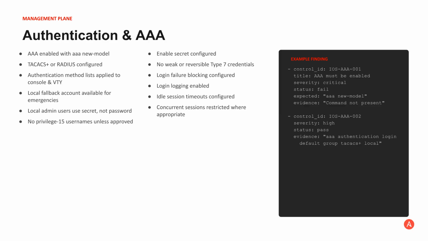For authentication, we verify that AAA is enabled and properly configured. Key checks include ensuring method lists are applied to console and VTY lines and verifying the presence of an emergency local fallback account. Our automation produces standardized findings in YAML format, clearly stating the severity and evidence for each check.